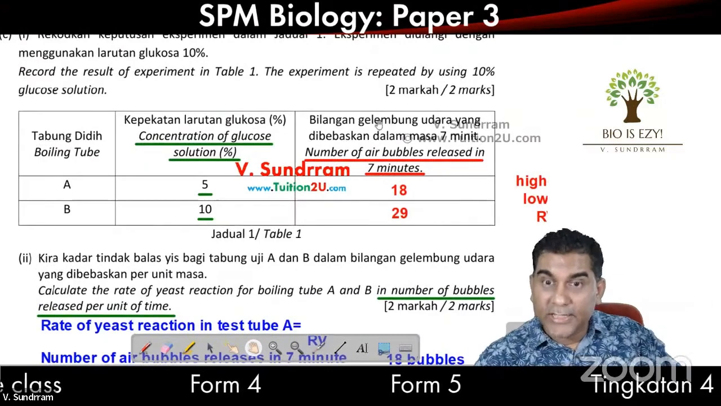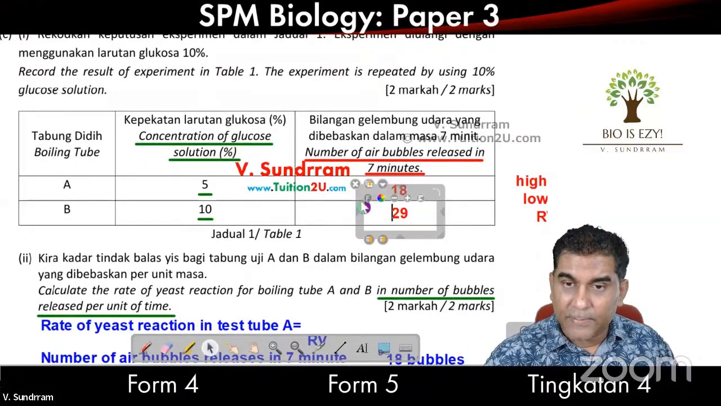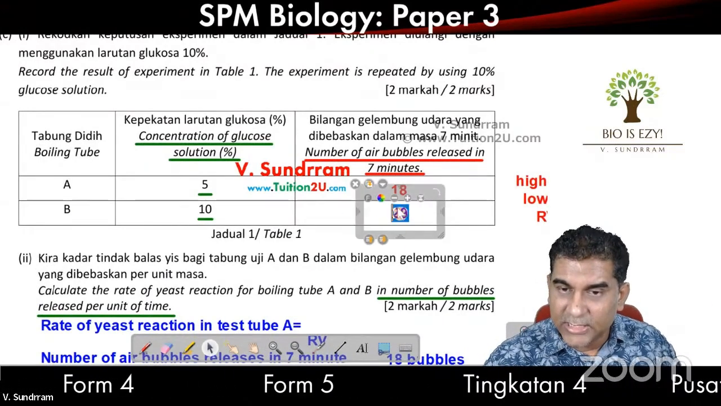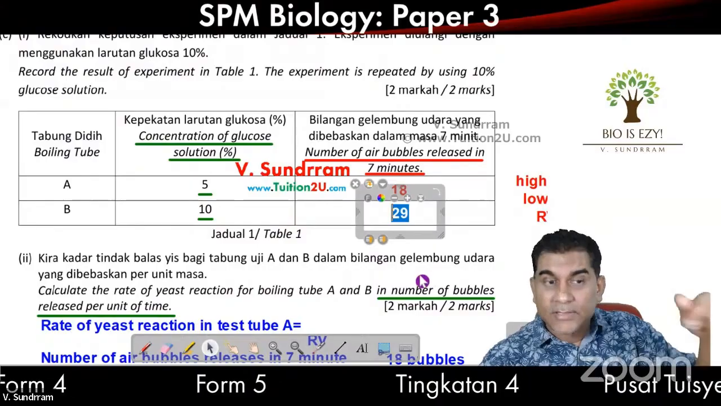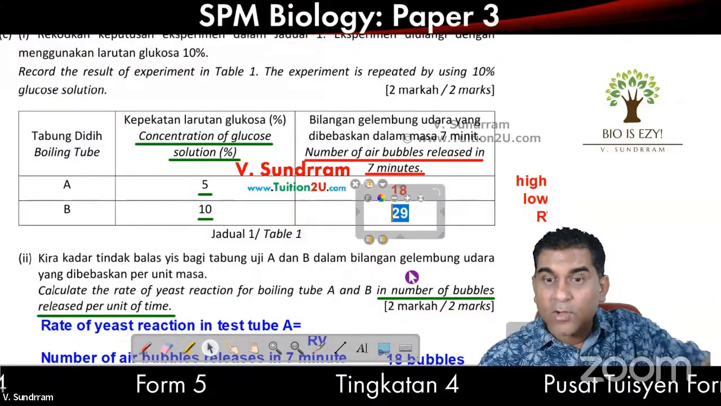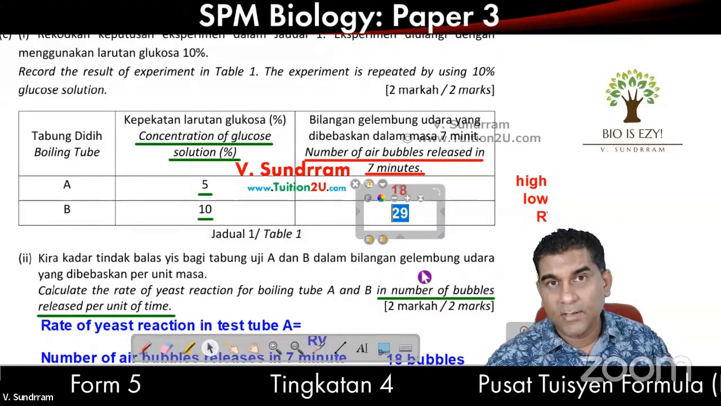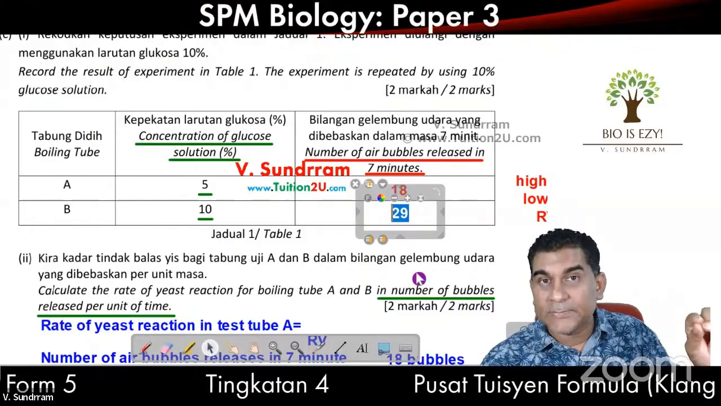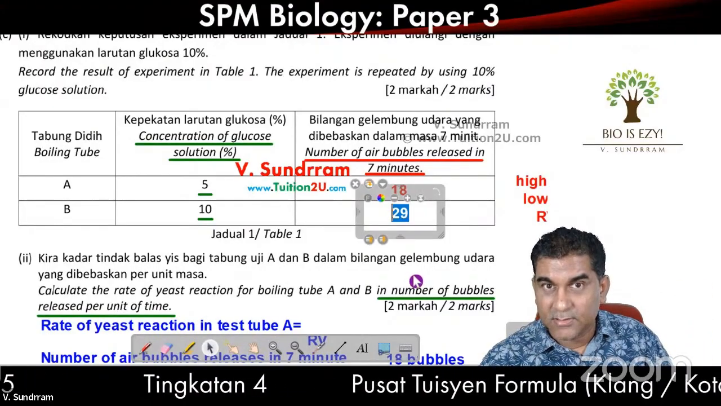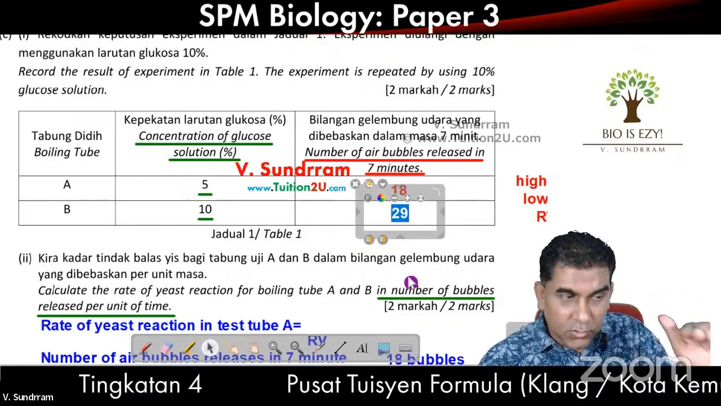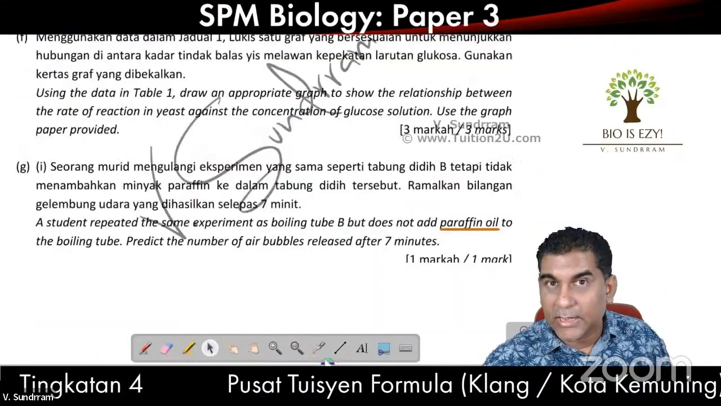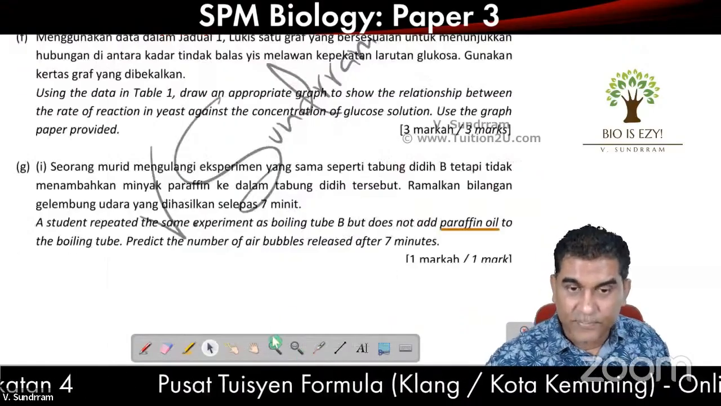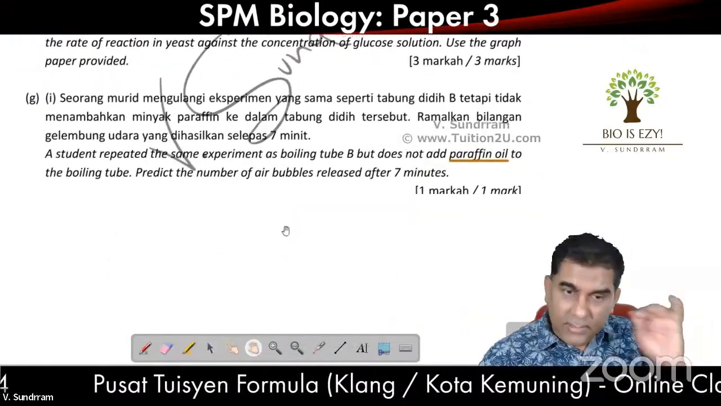Earlier, you told the examiner the number of air bubbles released in B is 29. Don't inform the examiner there is more bubble. Tell him it's more than 29. Use the data from the experiment when you make the prediction. Use the data in the answer, then you can get your full mark. So for this question, instead of saying there is more bubble, use the data.